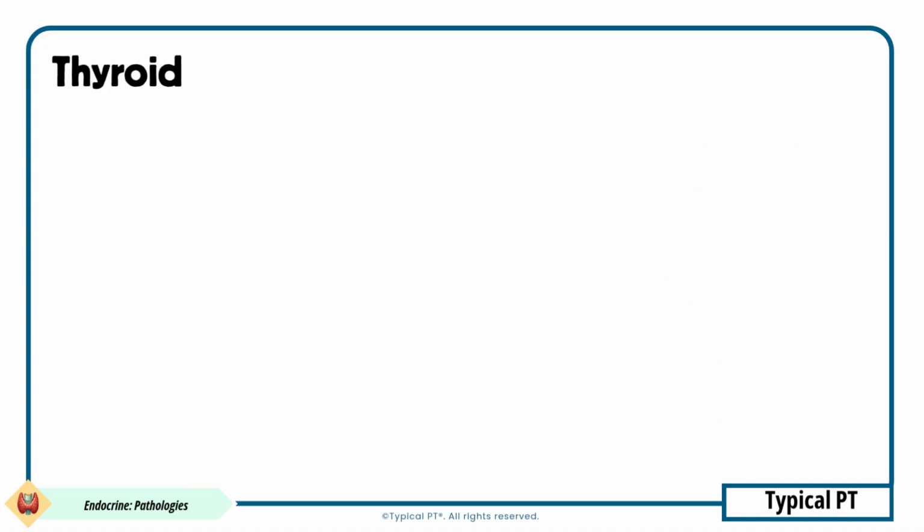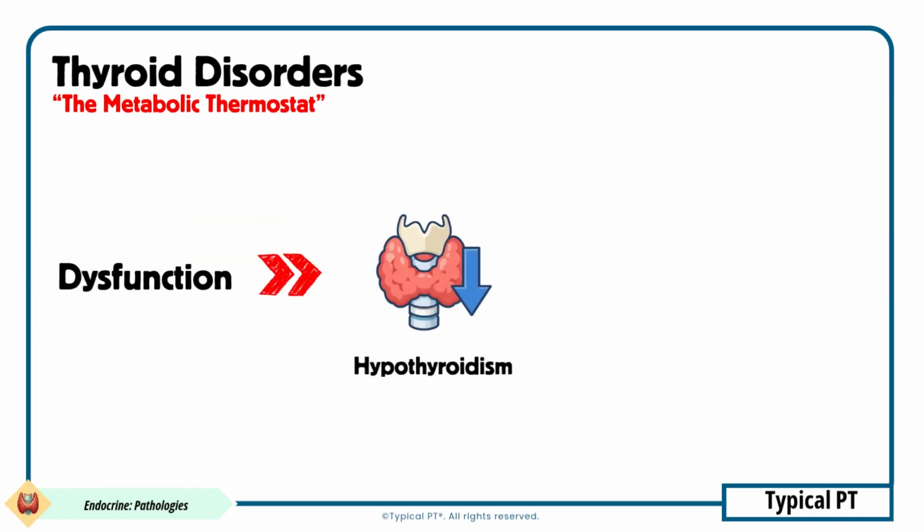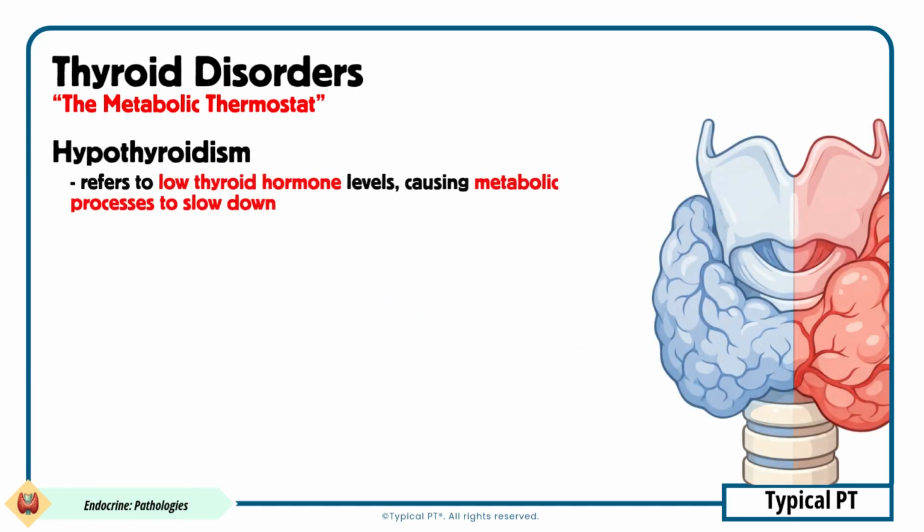What happens to the body when the thyroid gland produces too little or too much hormone? The thyroid gland regulates metabolism. Dysfunction leads to either hypothyroidism or hyperthyroidism, which have opposite metabolic effects. Hypothyroidism refers to low thyroid hormone levels, causing metabolic processes to slow down. The most common cause is Hashimoto's thyroiditis, an autoimmune disorder in which the immune system attacks the thyroid gland. It may also occur with iodine deficiency or after thyroid removal.